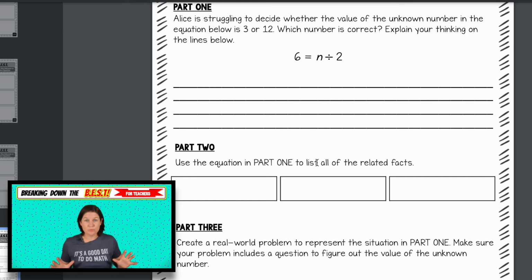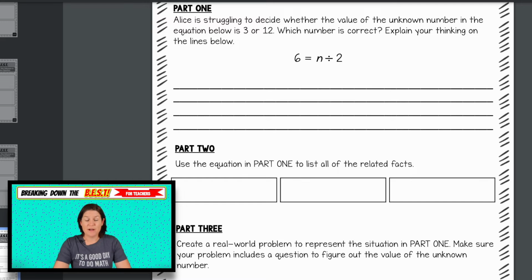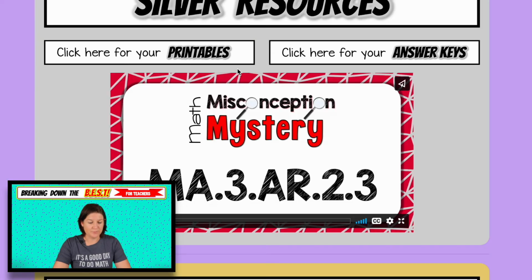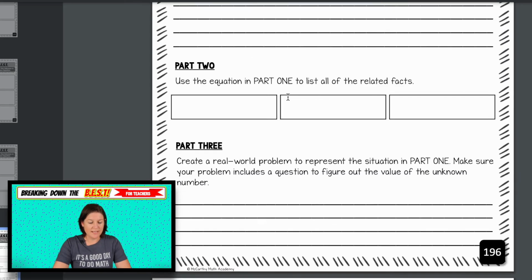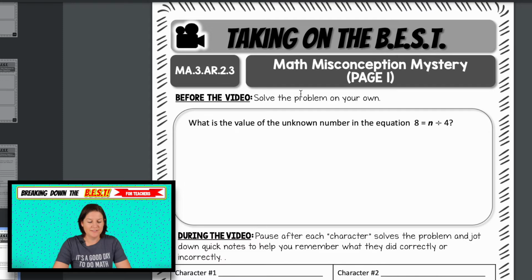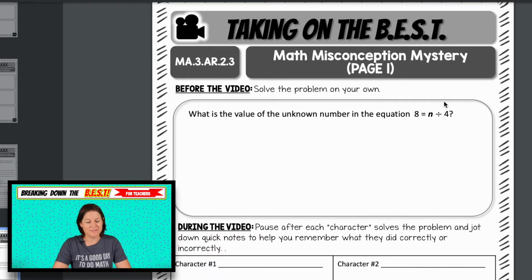So you can see here how this really takes up their thinking and challenges them after they've had time to practice the skills needed. And finally, my favorite part. I love it all, but I love Math Misconception Mystery.